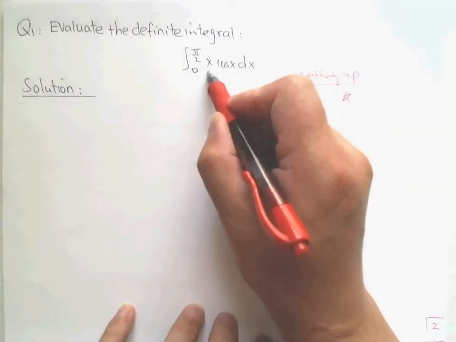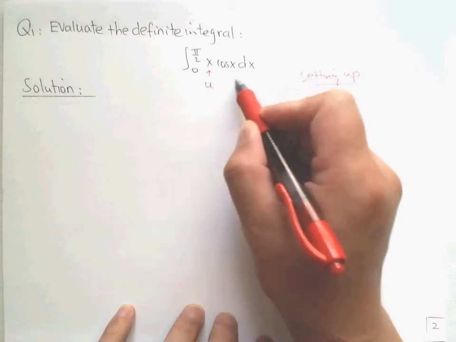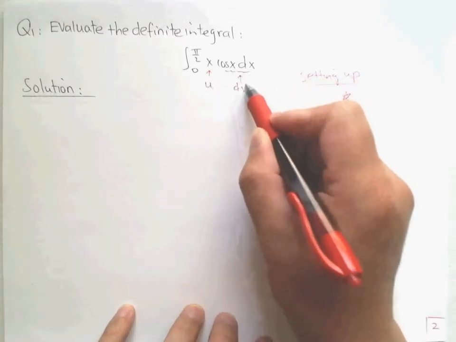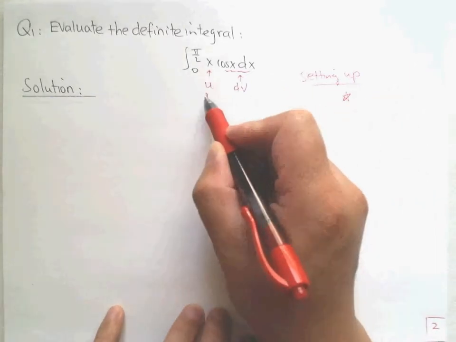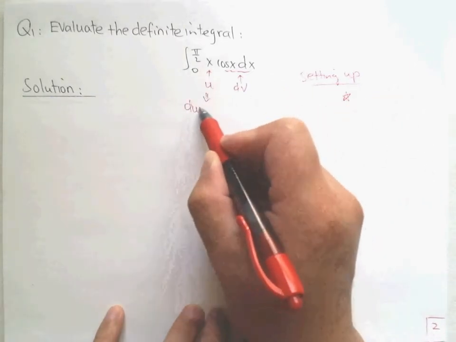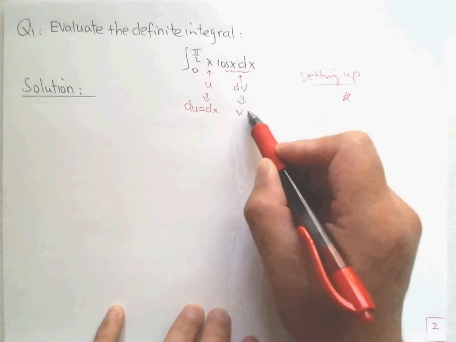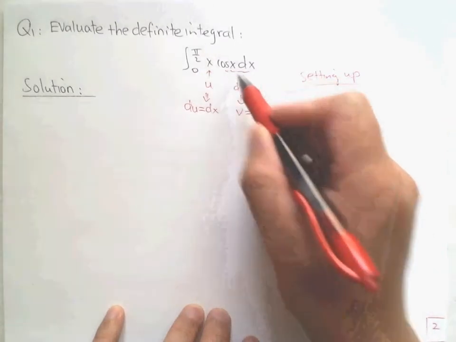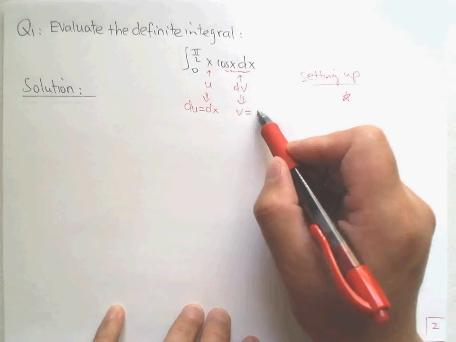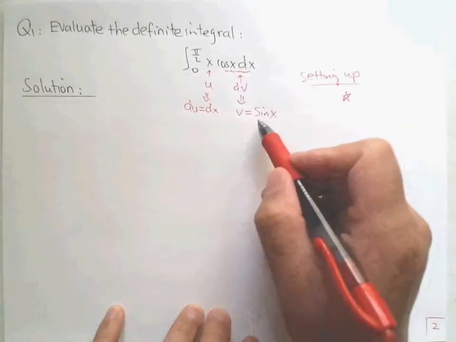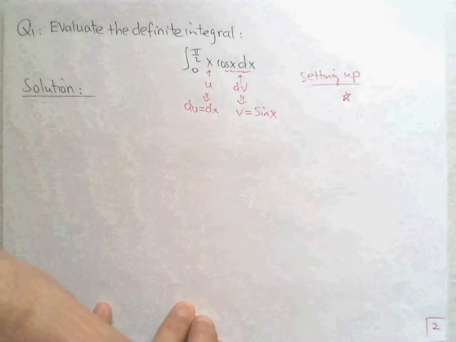Okay, I will set up this as u. So this left is dv, and then I will get what is du. du should be dx, right? I will get what is v: the integral of dv, over cosine, which is sine. Good. So this is the most important part that we already set up, and then I just plug into the formula.